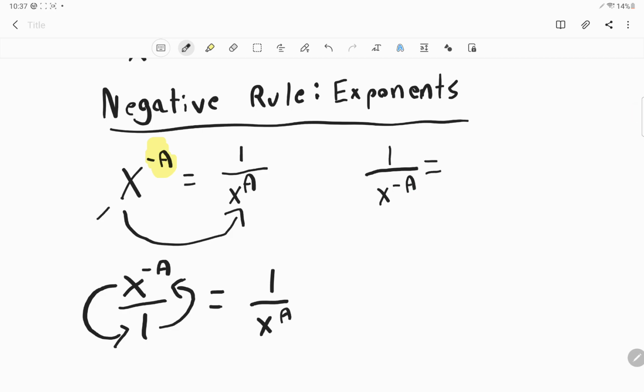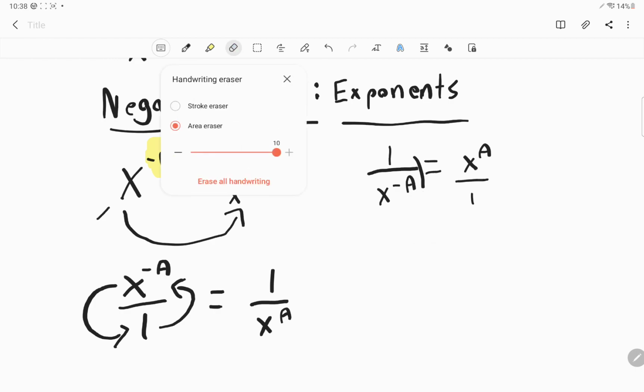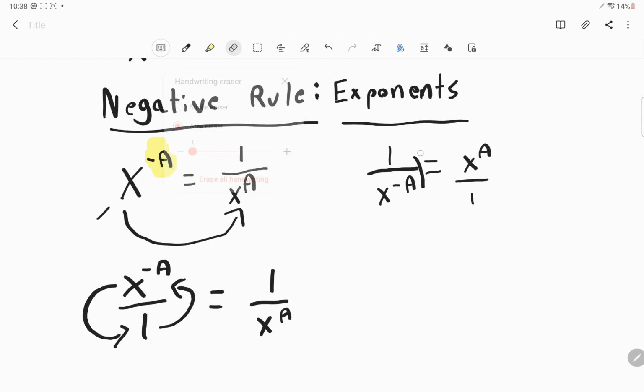And it will turn into, I'm going to move this one up and I'm going to move this one down, right? So I'm going to have x a over 1. That's how you do those. So let me just erase real quick. Okay, and there you go. And that's going to be the rule for the negative exponents.